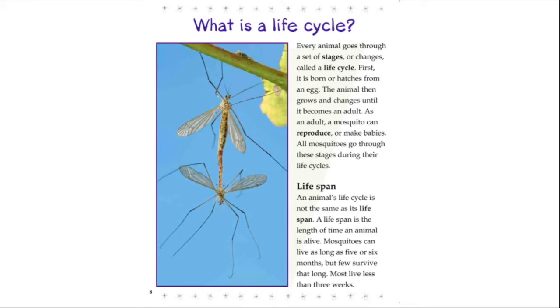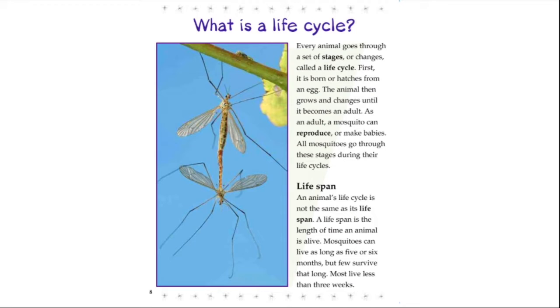What is a life cycle? Every animal goes through a set of stages, or changes, called a life cycle. First, it is born or hatches from an egg. The animal then grows and changes until it becomes an adult. As an adult, a mosquito can reproduce, or make babies. All mosquitoes go through these stages during their life cycle.